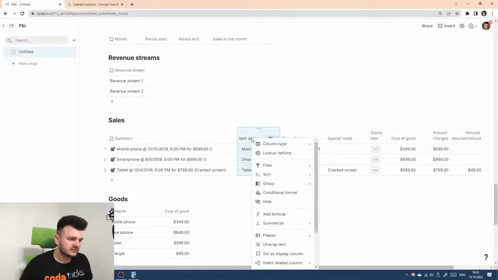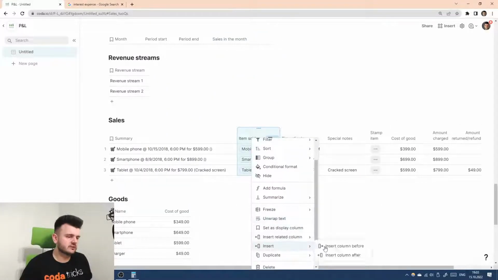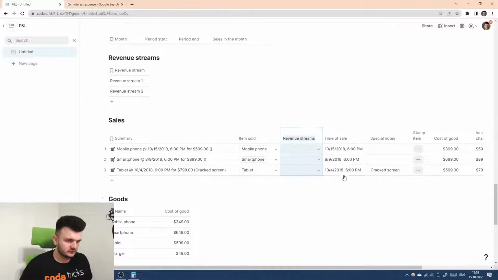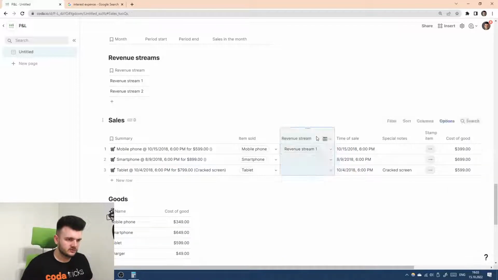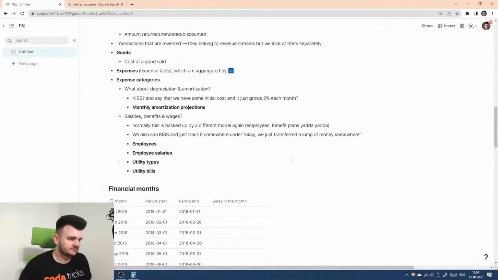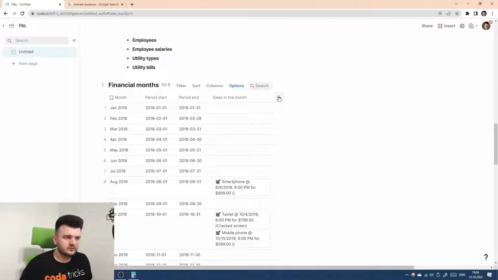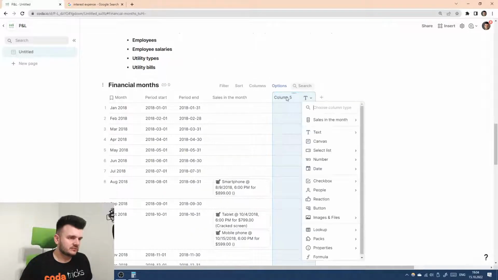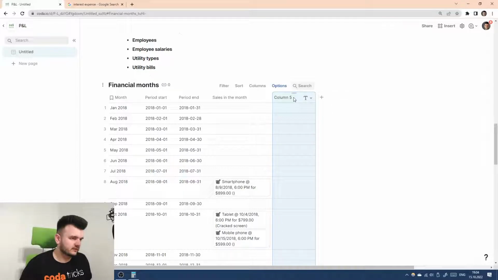Oh, and each of the sales also has a revenue stream, right? So it has a revenue stream. This is revenue stream 1. This is revenue stream 2. This is revenue stream 2. So this is how we can then segment it. And since we only have revenue stream 1 and revenue stream 2, we could simply calculate it as separate properties.